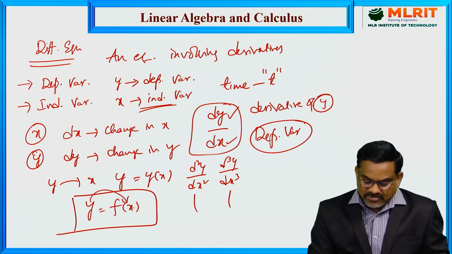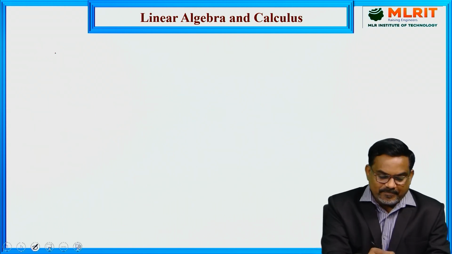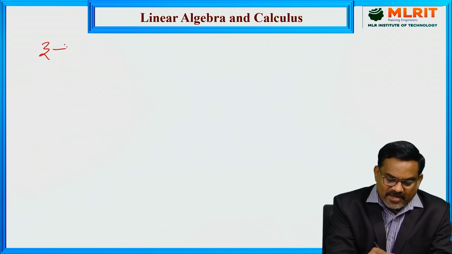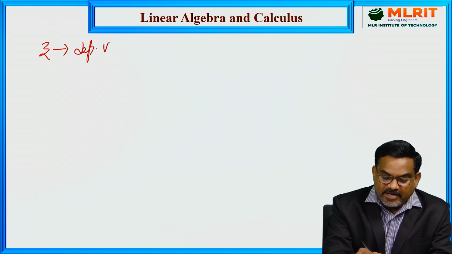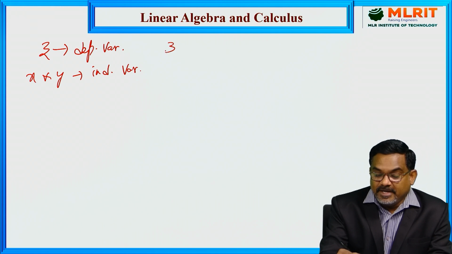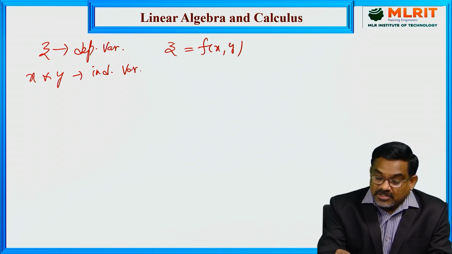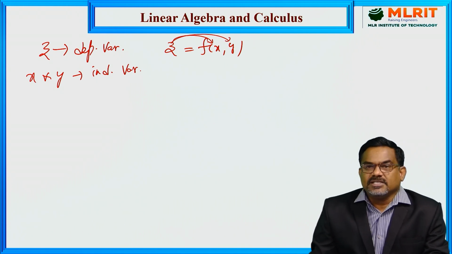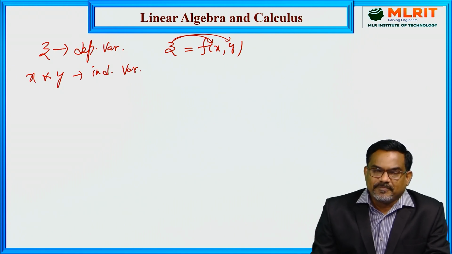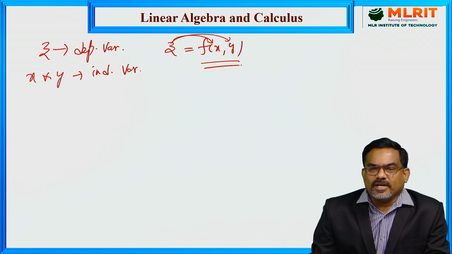Here y depends on only one variable. For example, there is a variable z which is the dependent variable, and there are two independent variables x and y. That means z is a function of x and y. So the change in z is with respect to x as well as with respect to y. Z depends on two variables, so such a function is called a function of two variables.